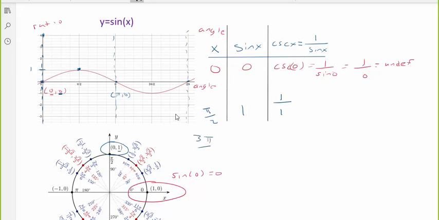At 3 pi over 2, the output of sine is negative 1, right? That's the lowest sine goes. And if the sine value is negative 1, that means cosecant is going to be 1 divided by negative 1, which of course is negative 1. So the output of sine is the same as the output of cosecant. So at your high and low points, you actually get an intersection between the sine curve and cosecant.